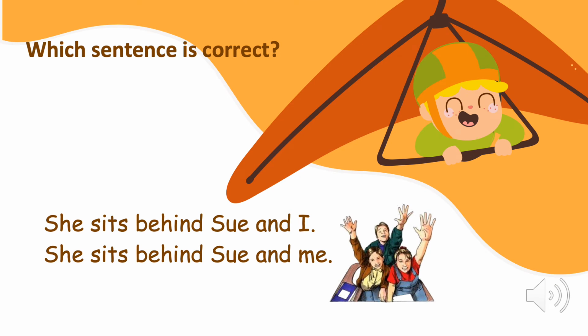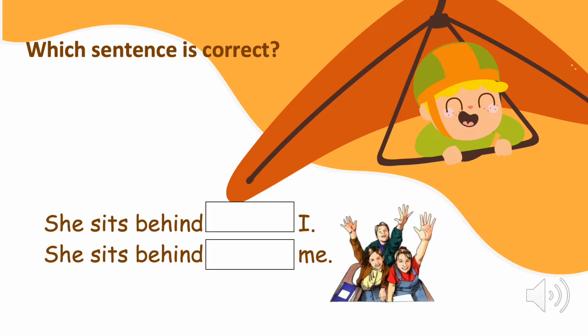Which sentence is correct? She sits behind Sue and I. Or she sits behind Sue and me. Cover the name Sue and the word and. Which sentence is correct? The answer is she sits behind me. Amazing!